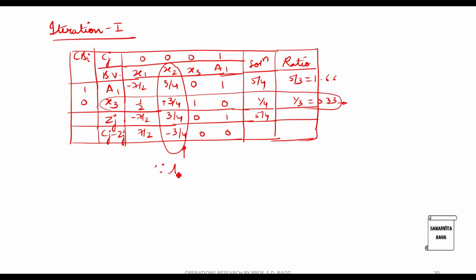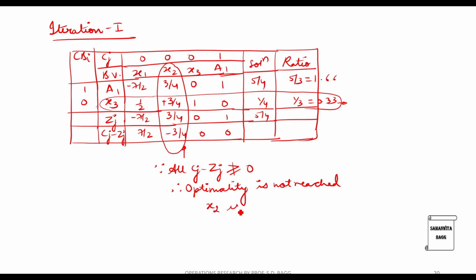So we'll write here since all Cj minus Zj are not greater than or equal to 0, therefore optimality is not reached. x2 is the entering variable and x3 is the leaving variable. It is possible that a variable which has entered can also leave, like this x variable. So a1 has still not found the way to leave. So we have one more iteration to solve here.